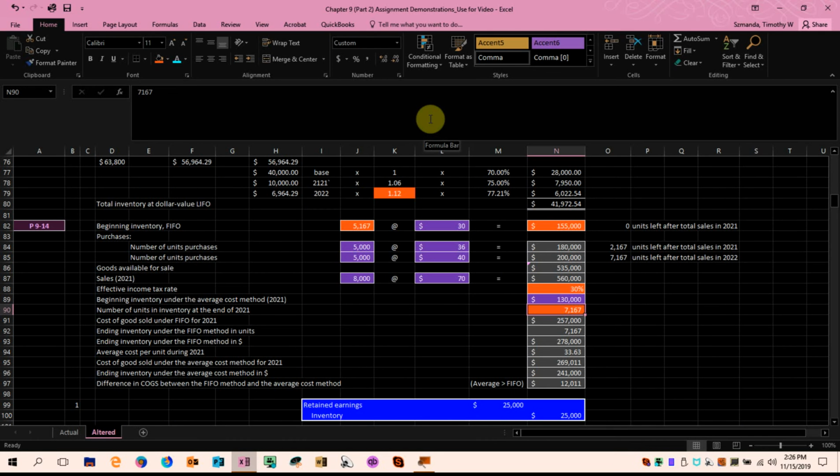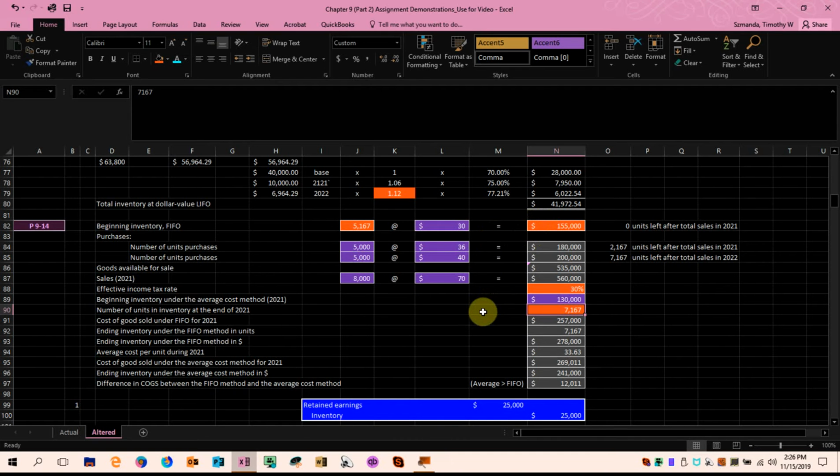In problem 9.14, we're going to calculate the effect of change in accounting method from the FIFO method to the average method, a liberal approach to a more conservative approach. I've changed some of the values in this problem. I've changed the effective tax rate and I've changed the beginning inventory under FIFO.